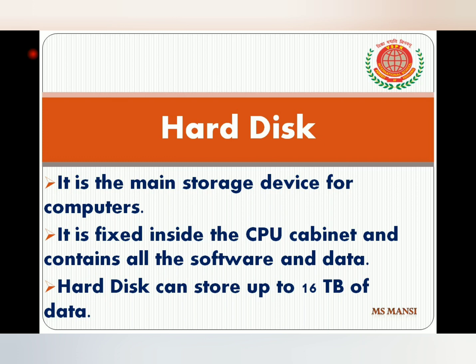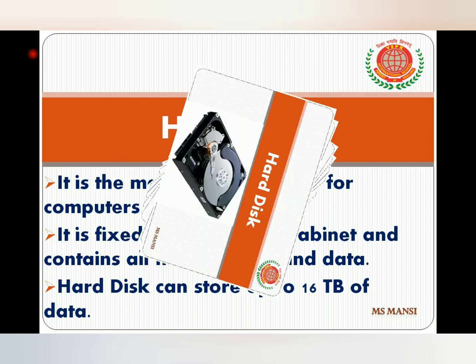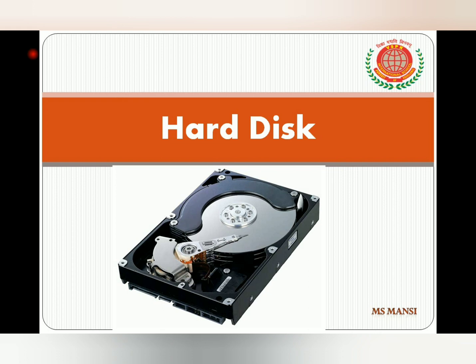It is the main storage device for the computer. It is fixed inside the CPU cabinet, and it can store up to 16 TB of data. This is the diagram of the hard disk. This is the hard disk, and it is placed inside the CPU cabinet.